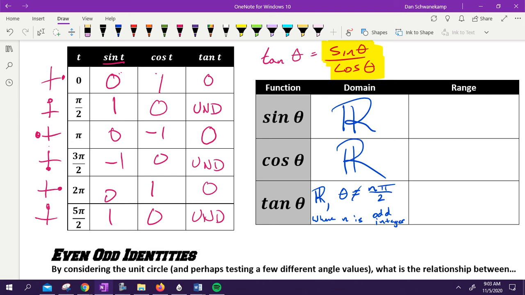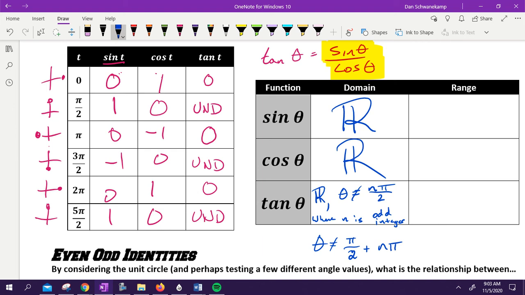Yes, ma'am. Yeah, you'd have to say what it is. Yeah, you could do it that way. You could also do it like theta cannot be pi over 2 plus n pi, where n is just an integer, because it would be like pi over 2, and then if you add a pi, that'd be 3 pi over 2. You add a pi, you get 5 pi over 2. There's lots of different ways of doing it, but you got to come up with a consistent way of saying that. What about the range of sine?